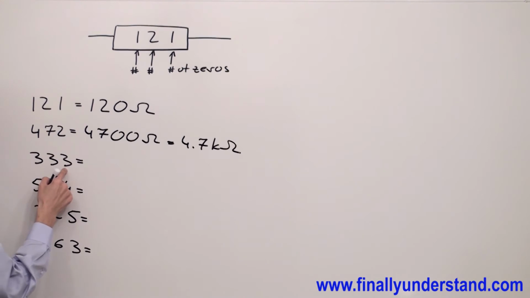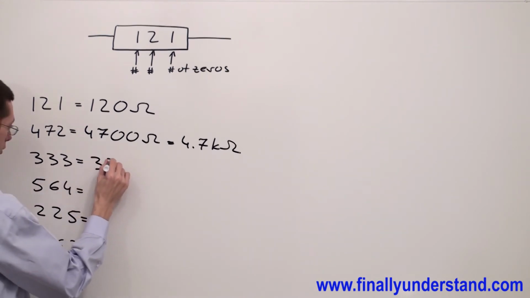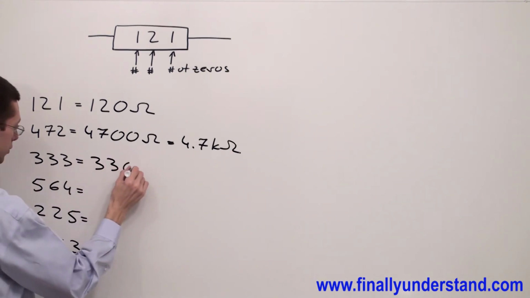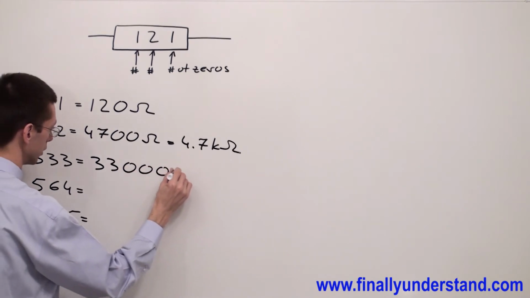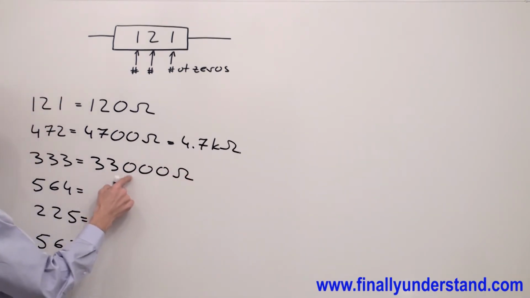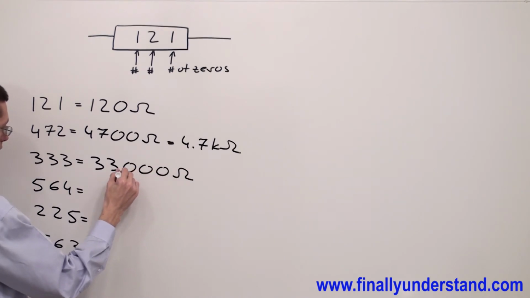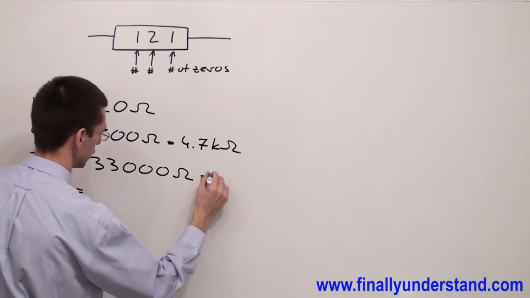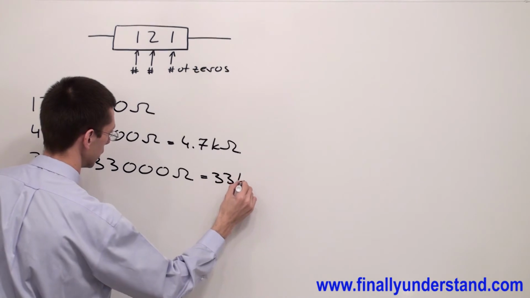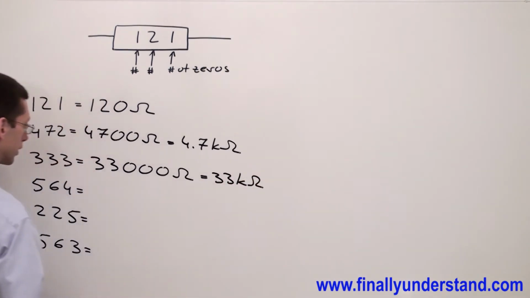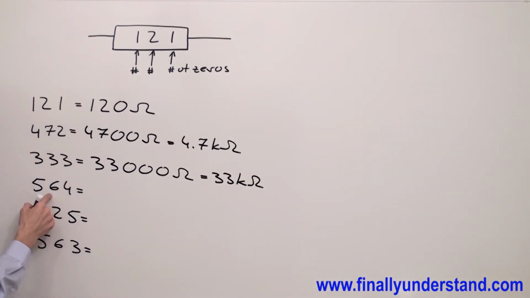Let's take a look at this one. Digit, digit, number of zeros. 3, 3, and I have 3 zeros. 1, 2, 3 zeros. Again, convert this to engineering notation. Move the decimal point 3 times to the left. 33 kiloohms.